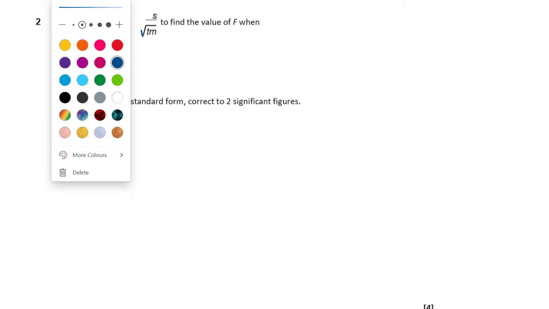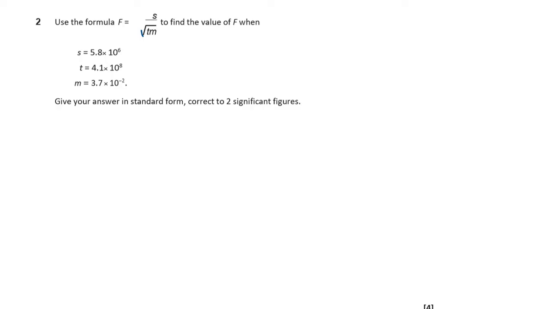Okay, this looks fairly horrendous. Okay, let's just sub it all in and find what we've got. So the formula we've been given is f equals s over root tm.